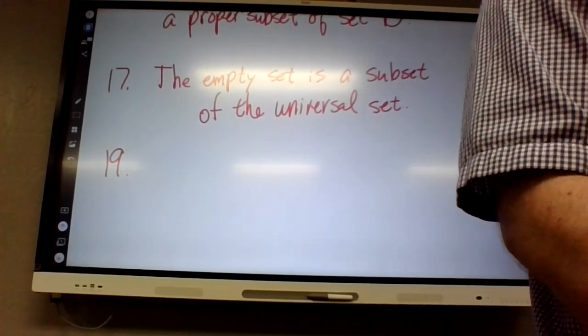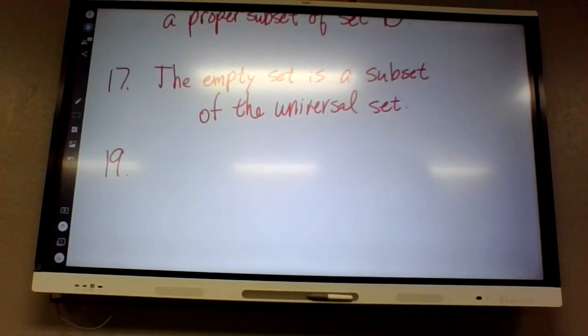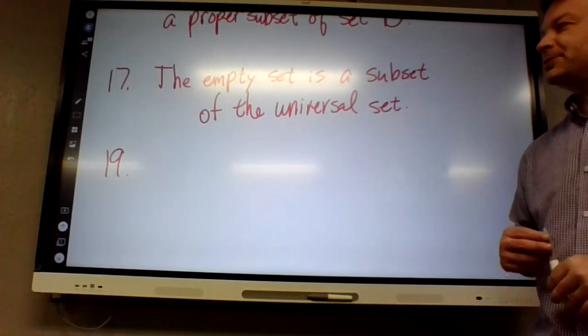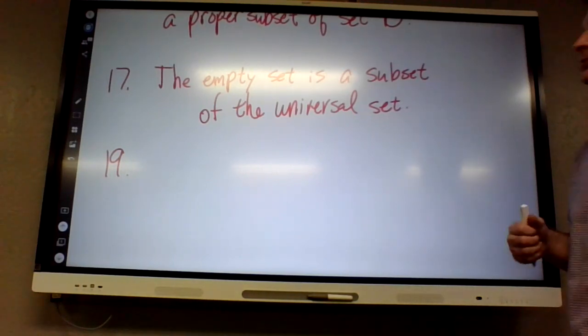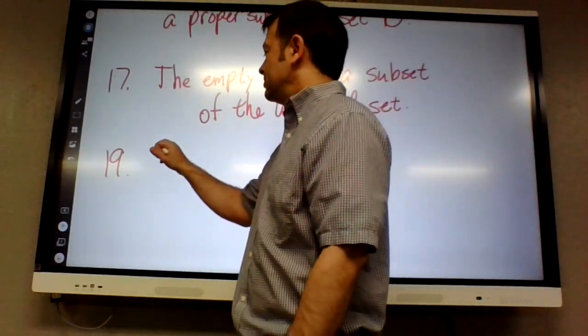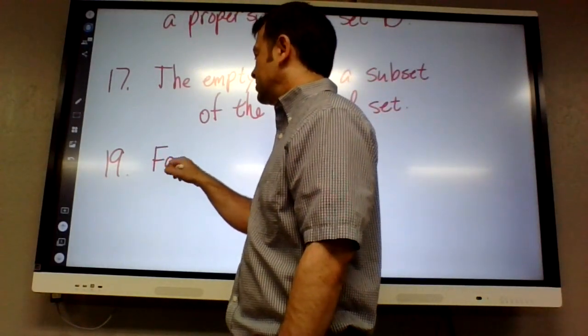Number 19. True or false? The empty set is a proper subset of every set. False. It would be true except for, it's a trick question. It's not a proper subset of itself. Proper subset means it has to be less than, like there's not as much. It's not a proper subset of itself. So it actually is false. I was right.